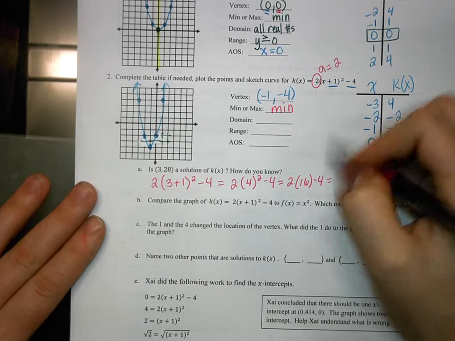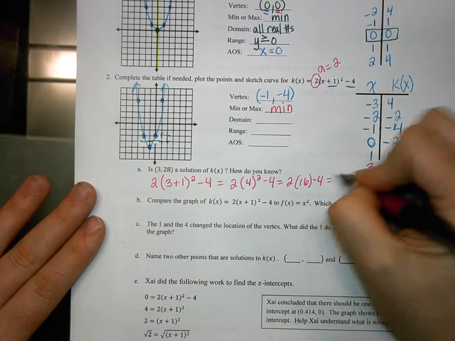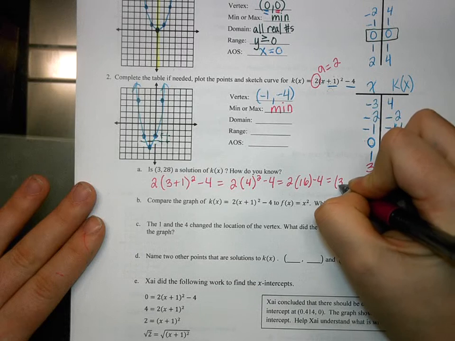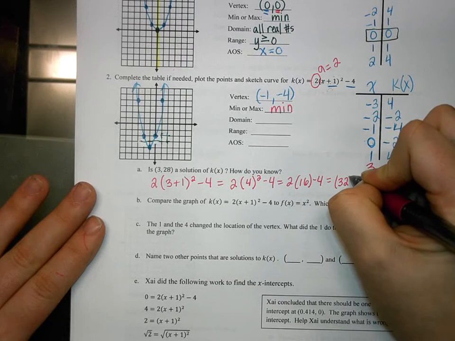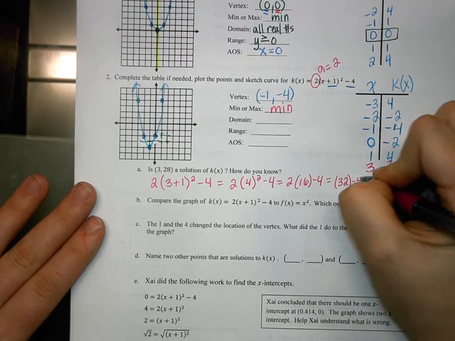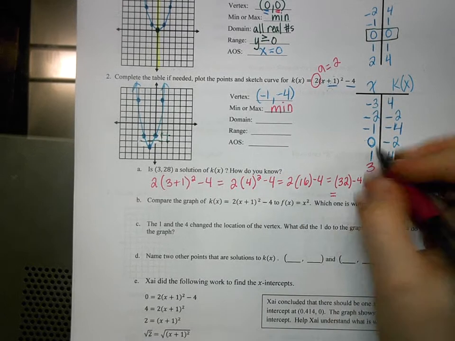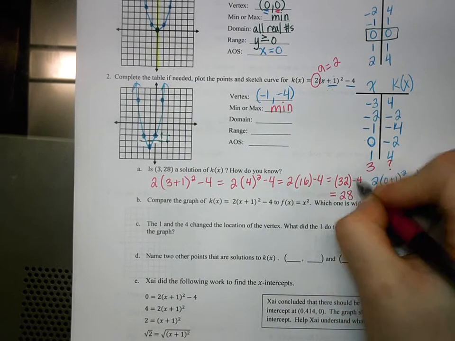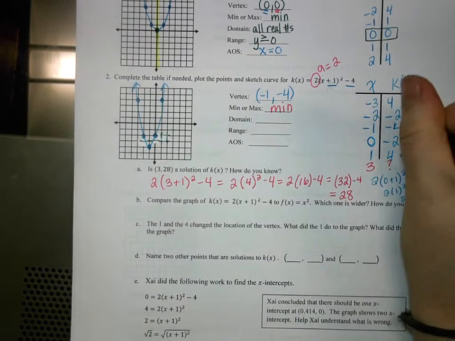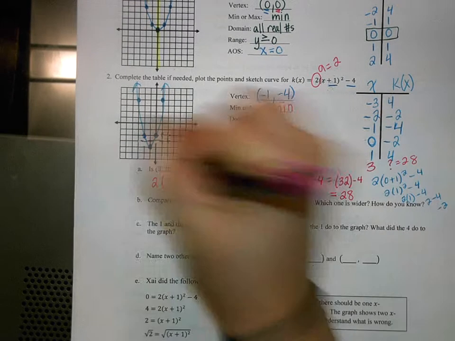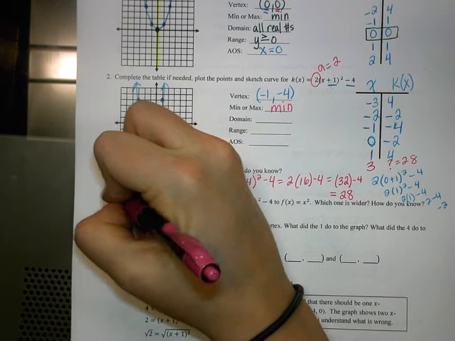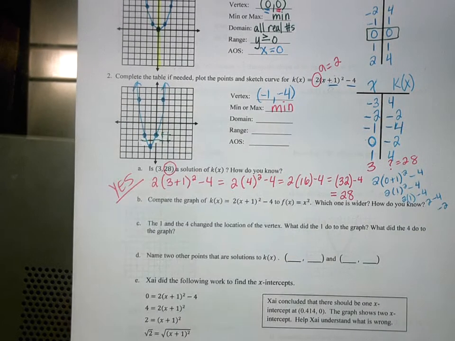Then multiplication, 2 times 16 is 32. 32 minus 4 is 28. So we plugged in 3 and we got 28, which was the number we were looking for. So yes, it is a solution.